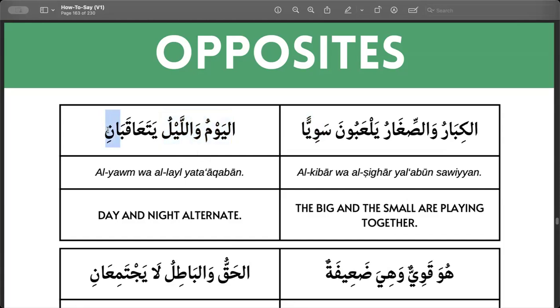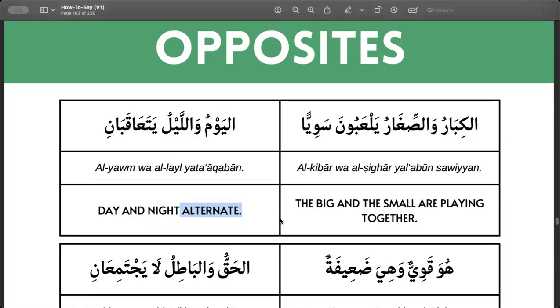اليوم والليل يتعاقبان. We use ani because we're mentioning two things here. اليوم والليل يتعاقبان. يتعاقب means alternate. So the day and the night, they alternate between one another.